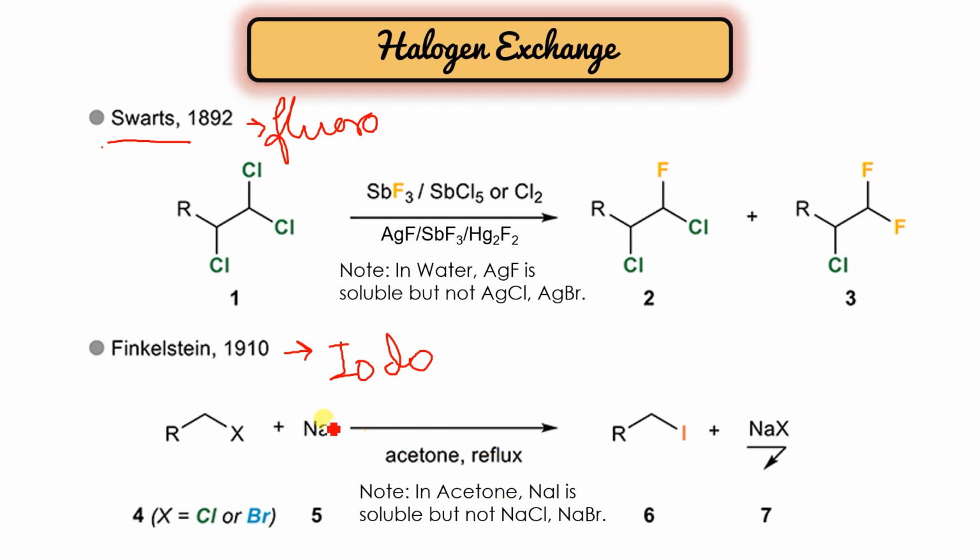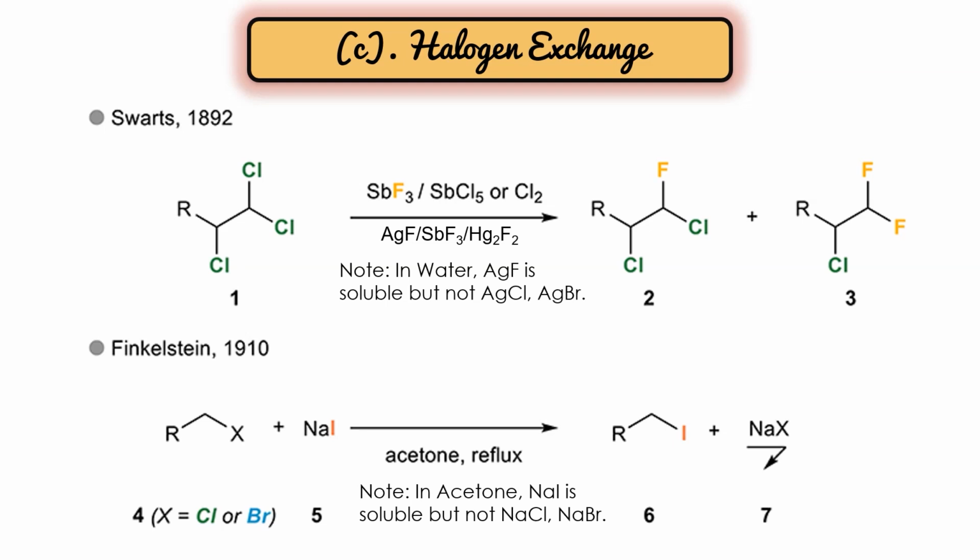So when NaI in the presence of acetone is used, the halogen, which can be chlorine or bromine, will be substituted by iodine, and this will form RI. Got it? This was given by Finkelstein, so that's why it is called the Finkelstein reaction.